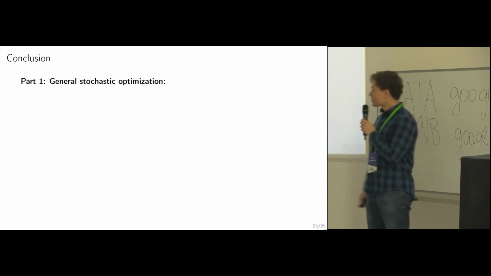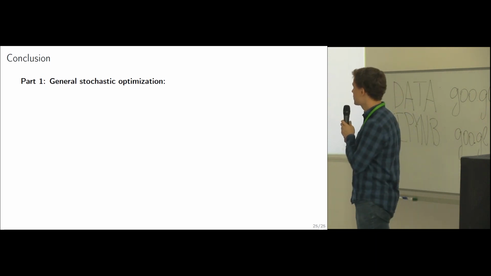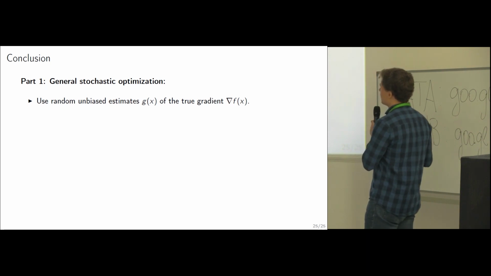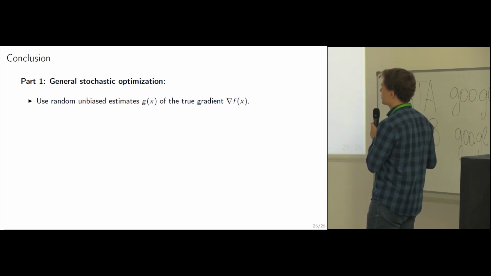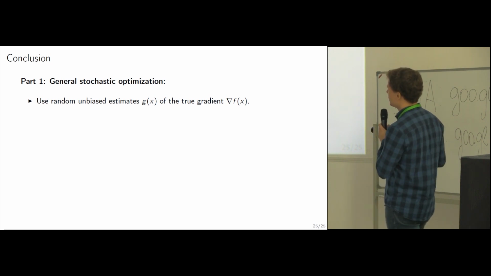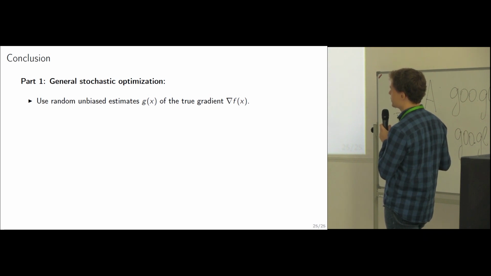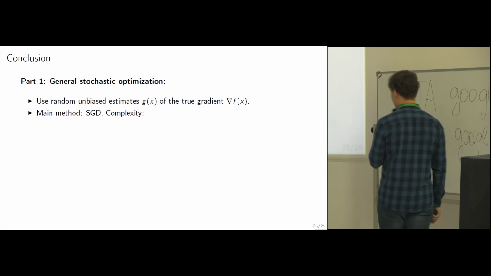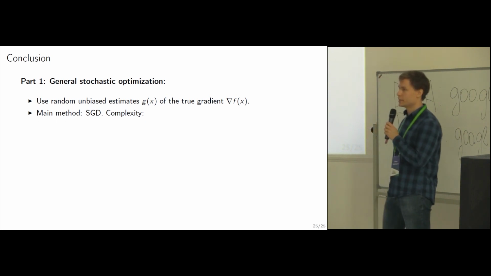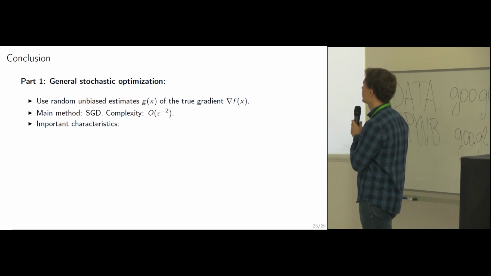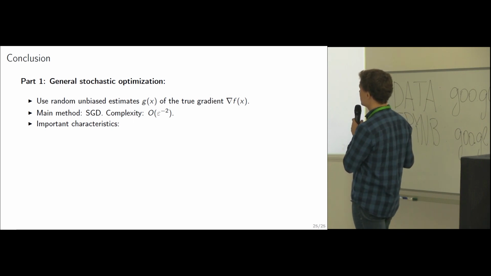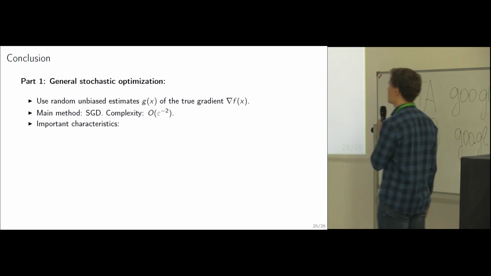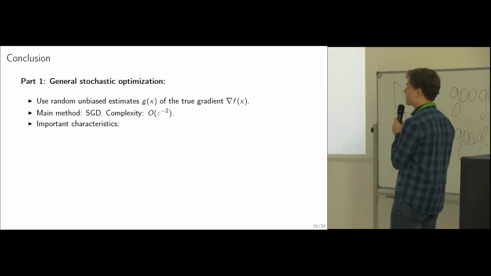Well, that's it. Let me conclude and summarize this lecture. In the first part, we discussed general stochastic optimization. The main idea of general stochastic optimization is to replace the exact gradient with some stochastic approximation of this quantity, and it should be unbiased. It's the main property. The most important method for stochastic optimization is the SGD method that we talked about. And for solving the problem with epsilon accuracy, we saw that it requires epsilon to the minus 2 computations of stochastic gradient.